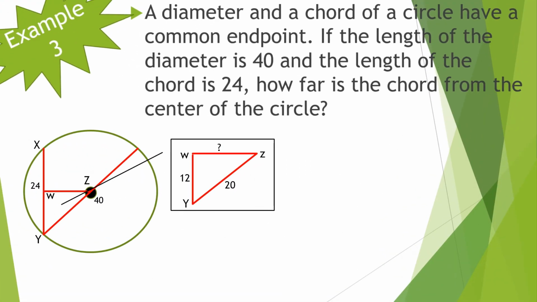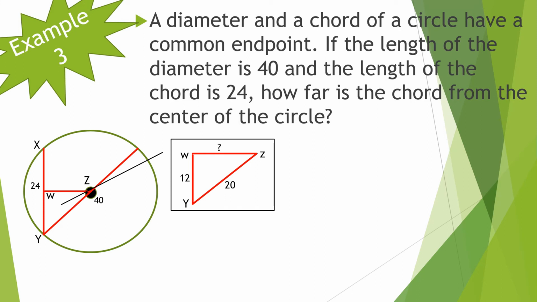How about let's try example number 3. A diameter and a chord of a circle have a common endpoint. If the length of the diameter is 40 and the length of the chord is 24, how far is the chord from the center of the circle?